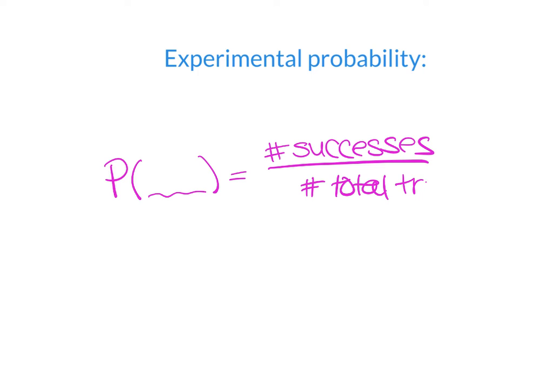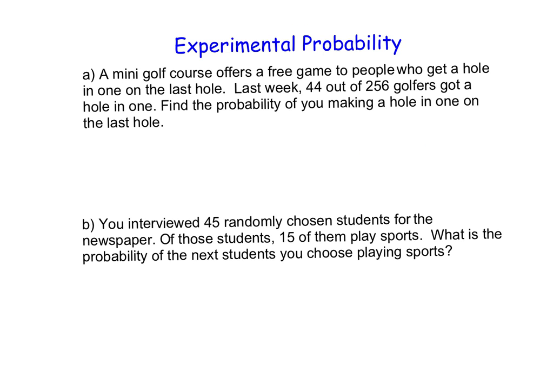So instead of having the number of favorable outcomes over the total, we're now going to do the number of successes over the total number of trials that take place. So let's look at a couple of different applications of this.